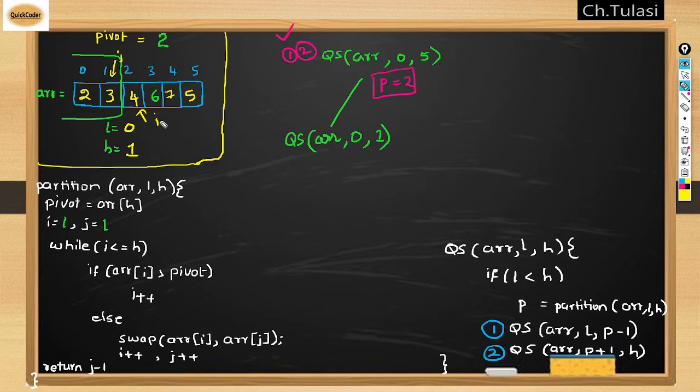But what should I do? What is I's limit? I should be less than or equal to H. But it is pointing to 2, and H is up to 1 only, no? So this will stop and this will return J minus 1. What is J minus 1? 0. See, is it true? Because my pivot is at the 0th index, so I am passing 0.